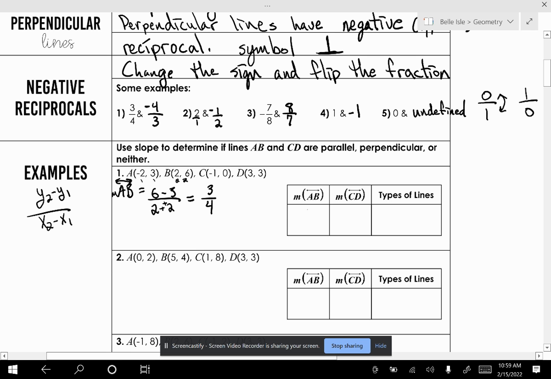Okay, so hopefully we work it out. We get the slope of AB as 3 over 4. Okay, see if you can get the slope of CD on your own.